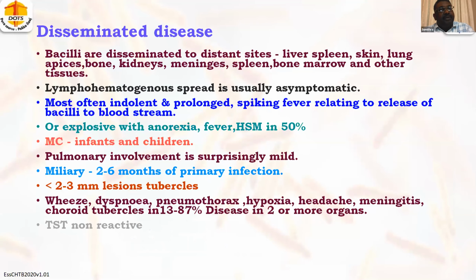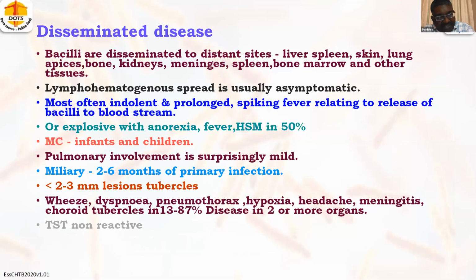And lastly, about the disseminated disease. Here the bacilli are disseminated to distant sites like liver, spleen, skin, lungs, bone, kidneys, meninges, bone marrow, and other tissues. Lymphohematogenous spread is usually asymptomatic, but most often it will be indolent and prolonged. But spiking fever will be there relating to the release of the bacilli into the bloodstream. Or it could be explosive with anorexia, fever, hepatosplenomegaly.